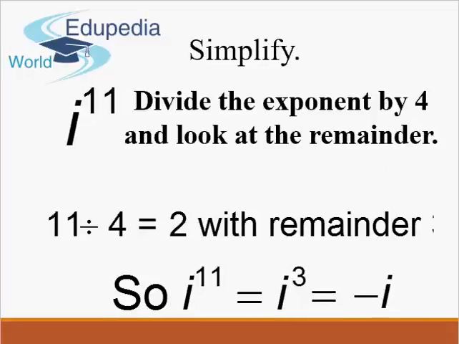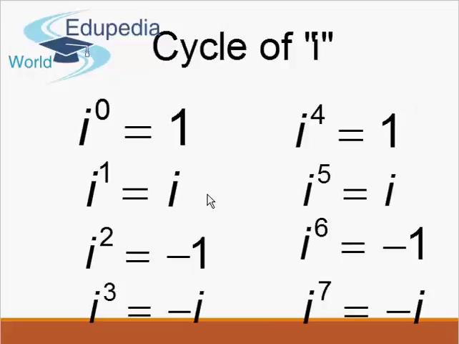Another example, i raised to the power of 11. What will be the remainder over here? If 11 is divided by 4, we know 4 multiplied by 2 is equal to 8. We are left with the remainder of 3. So what do we do? We go back to the original ones and we see that i cubed, that is the remainder 3.